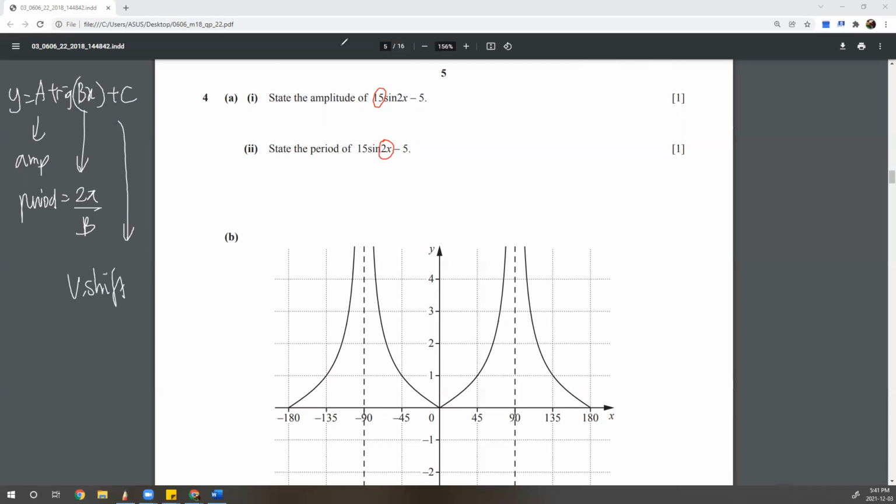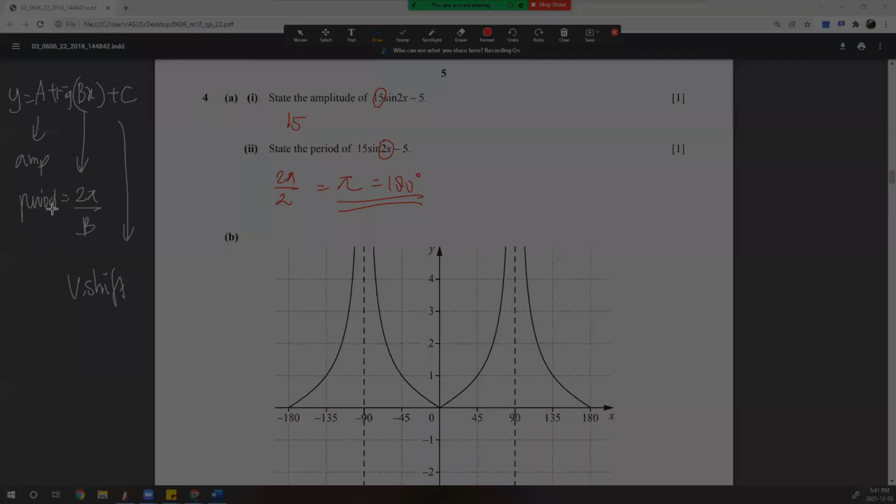Okay. So for number 1, the amplitude is 15. The period is 2 pi over 2, because bx, the 2 itself, not 2 pi over 2x. So the period is pi or 180 degrees. Remember, pi is 180 degrees. That's it. That's for number 4.